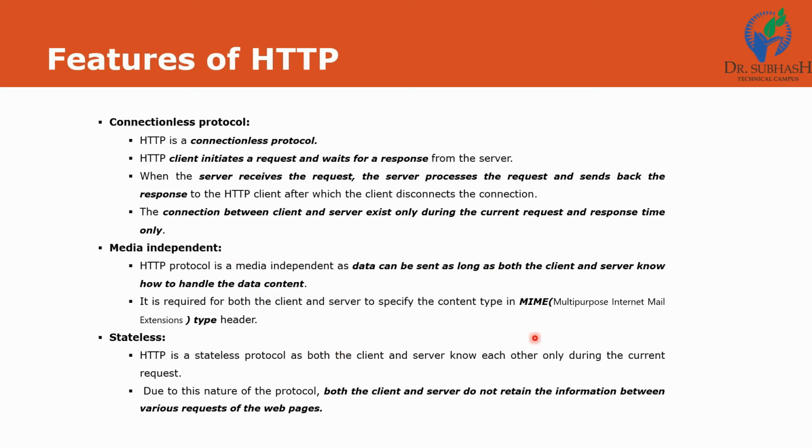We just have to mention the MIME type. MIME, what is that? Multipurpose Internet Mail Extension, MIME type. If you want to pass plain text, then the MIME type is text. If you want to pass an image, then the MIME type is image. If you want to pass your content in PDF, then the MIME type may be .pdf. Okay, that is media independent.